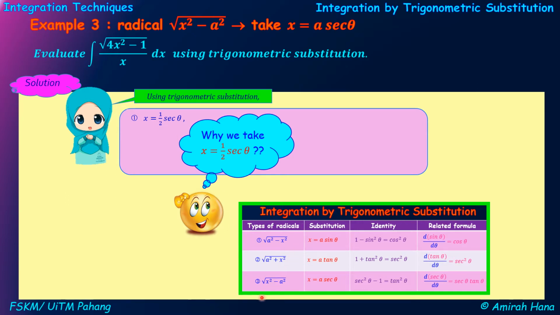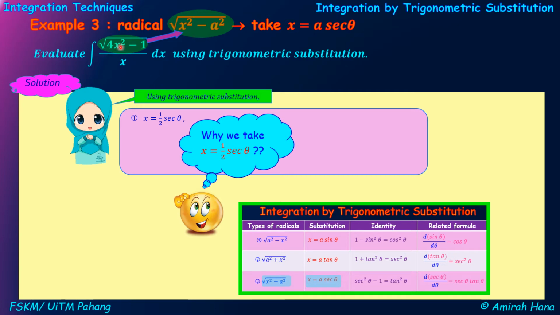With the type of radical number 3, which is square root of x squared minus a squared, where a is a constant, we take x equals a sec theta. Now we need to find the value of a. When we compare the radical in the given question, square root of 4x squared minus 1, with square root of x squared minus a squared, the coefficient of x squared in the formula equals 1. But now we are given 4x squared minus 1, so the coefficient of x squared equals 4.